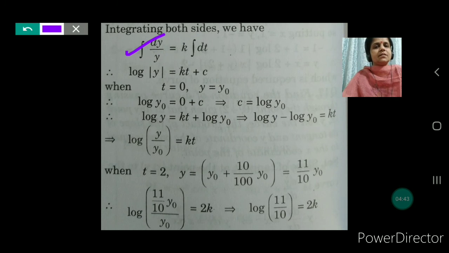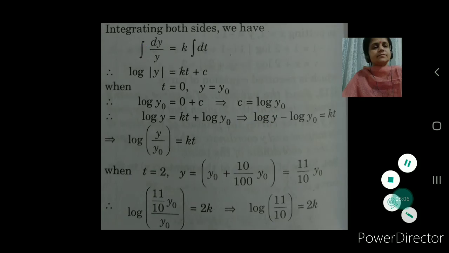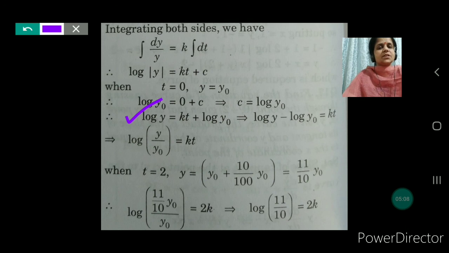So you will get log mod of y is equal to kt plus c, and now apply the initial condition. Initially, when t is equal to 0, the number of bacteria is y equal to y naught. So put it, you will get log y naught is equal to 0 plus c. So you will get, students, c is equal to log y naught. So now the equation is log y is equal to kt plus log y naught. In this equation substitute the value of c. So you will get log y minus log y naught is equal to kt. So log y upon y naught is equal to kt.